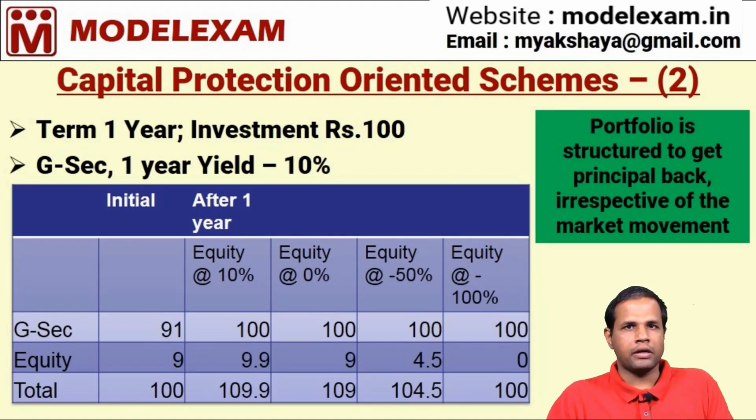Suppose the equity return stands at minus 100%, that is the entire equity amount becomes 0. Even in such a scenario, the government security shall deliver rupees 100 after 1 year and equity will become 0. So the total maturity amount would be 100. So in all probable cases, the maturity amount becomes 100. So our capital is protected. So this is the idea behind this scheme. This is how the portfolio is structured. However, we have some limitations to it. We shall see that in the coming video.